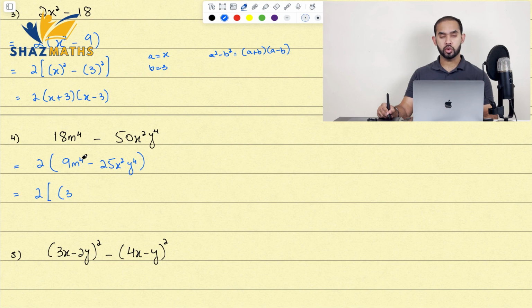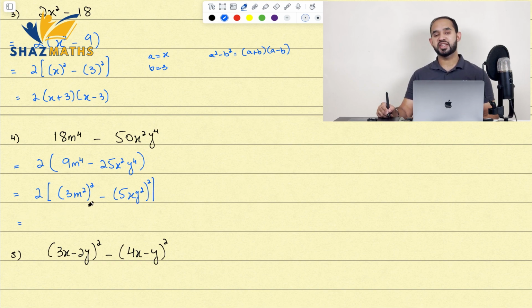m to the power of 4 is the square of what variable? That would be m square, right? Put a whole square. Minus 25 is the square of which number? That is 5. x square is the square of which variable? It is x. And y to the power 4 is the square of which variable? That is y square. Put a whole square on it and close the bracket.